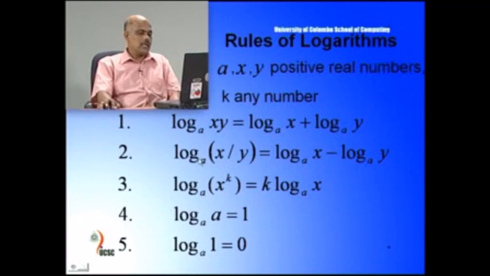And the second rule says the logarithm of x divided by y can be expanded to logarithm of x minus logarithm of y. So, this tells us how you expand the logarithm of x to the power of something, that is, log of x to the power k is equal to k times log of x. And also there are some facts that logarithm of a to the same base is equal to 1, and logarithm of 1 with any base is equal to 0.